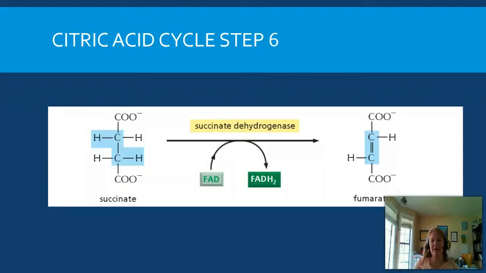Now in step 6, we're going to start coming back on the other side of the cycle with our goal of getting back to oxaloacetate. In this case, we're going to move through an oxidation step, and this is actually going to pull off 2 electrons. So when we have FADH2 produced, we're actually getting 2 high energy electrons instead of 1 when we talk about the NADHs. So it's important to understand that FADH2 actually carries more electrons.